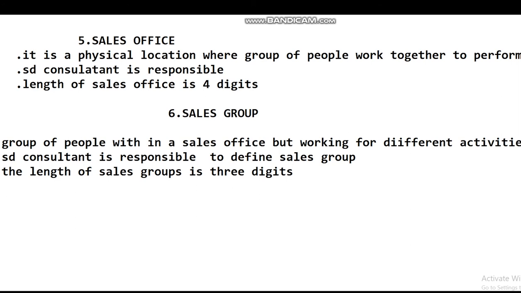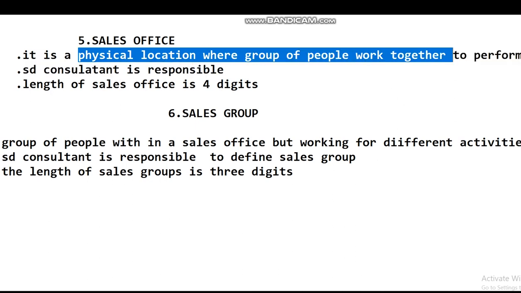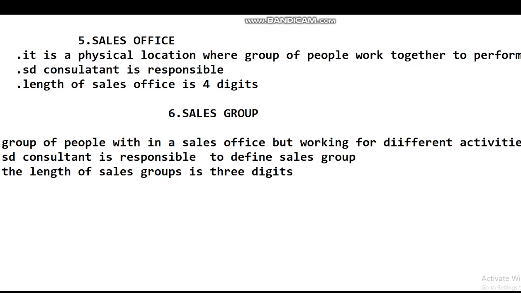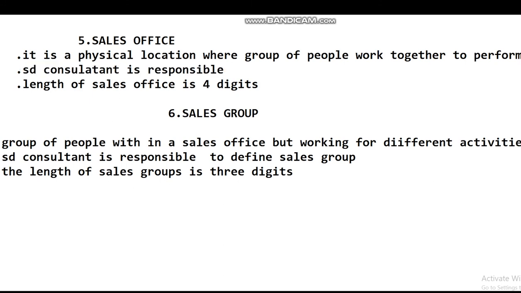The next one is sales office. What is a sales office? It is a physical location where a group of people work together to perform sales. Simply, it is a physical location. People will be there. They will work for the sales. And the SD consultant is responsible to define the sales office.